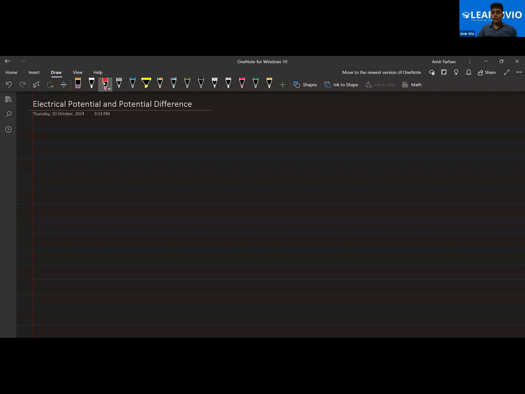Basically, electric potential is the main physical quantity, and from electric potential a new quantity is developed that is called potential difference. In real life, the use of electric potential is nowhere, but the use of potential difference is everywhere, right? So we'll discuss what is the use of potential difference and how we differentiate.